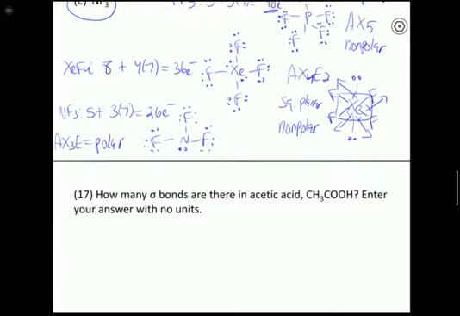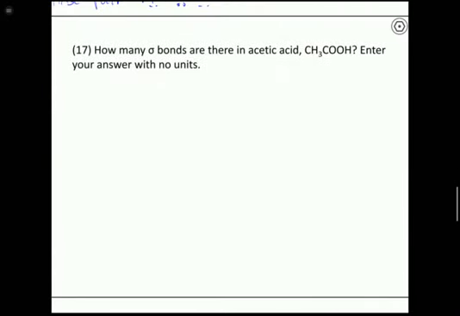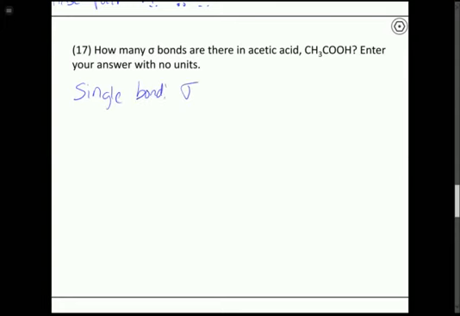Okay, so on to number 17. How many sigma bonds are there in acetic acid, CH3COOH? So whenever we're asked to count sigma and pi bonds, we have to remember what kind of bonds are sigma, what kind of bonds are pi. It's pretty simple to remember what's going on here. So if we have a single bond, that will always be sigma.